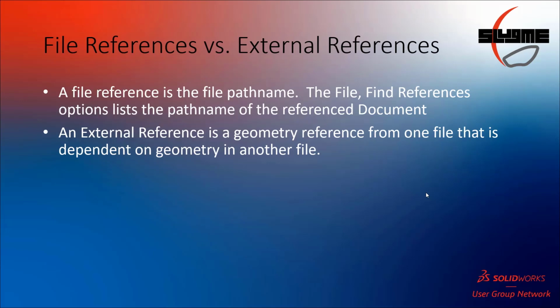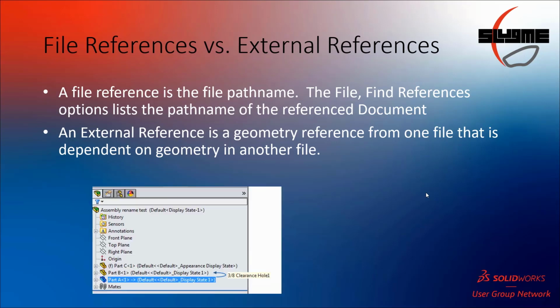So real quickly, I always like to talk about what the difference is between file references and external references. A file reference is the file path. It's the file, find references, options list, and it lists all the path names of every reference document. An external reference is a reference from one geometry that makes one dependent on geometry from another file.